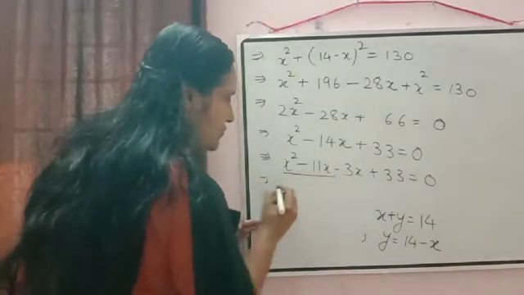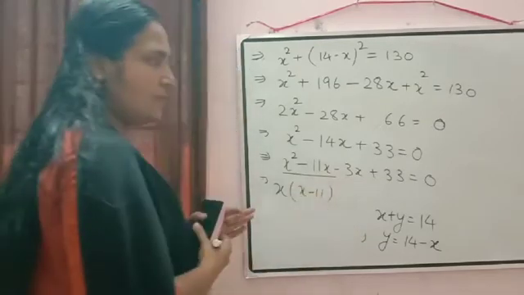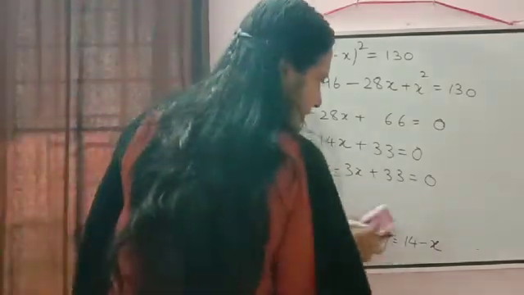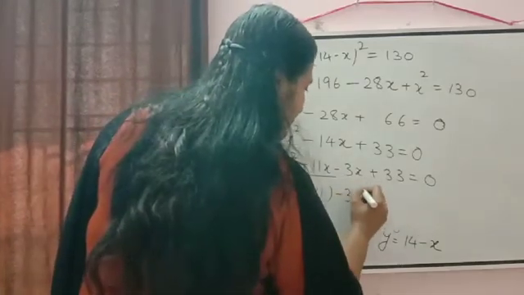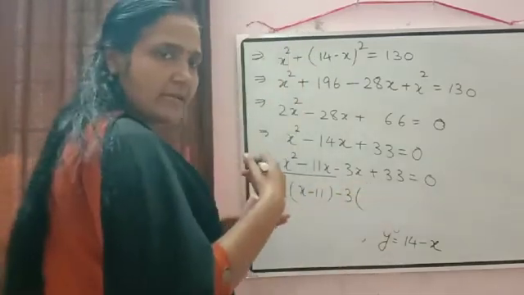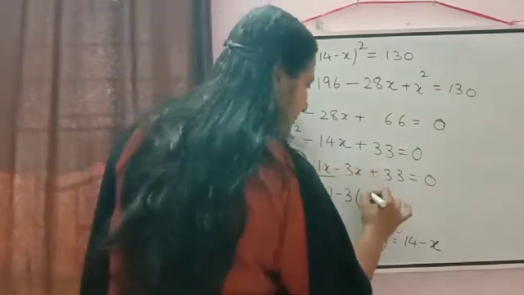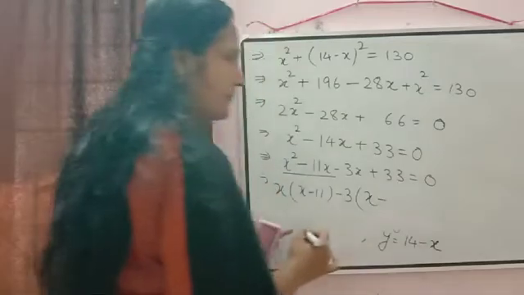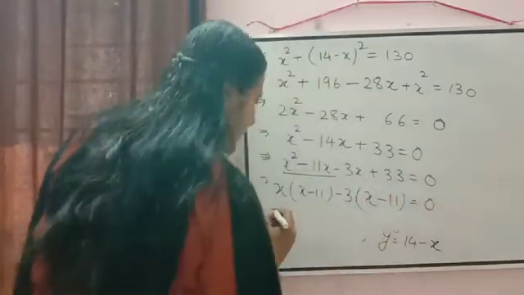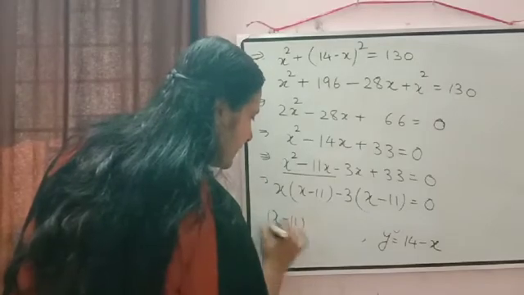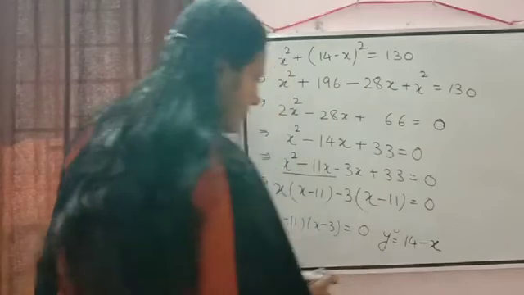Common factor in these two, x taken outside. Then inside the bracket it will be x minus 11. Then from the next, minus 3 we will take outside. So when we are taking a negative expression outside, sign will change there. Negative will become positive, positive will become negative. 3 taken common, so remaining 11. So we are getting here x minus 11 into x minus 3 is equal to 0.